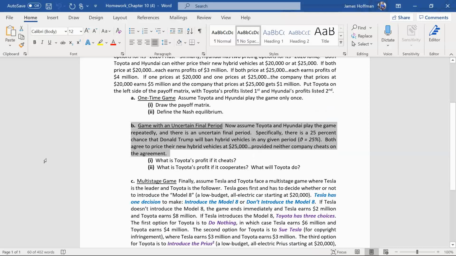Okay, then the second part is you're going to assume they play an uncertain number of times, but the probability of the game ending is given by theta. And so you have to determine, I guess it doesn't matter which one you look at, but for Toyota, because they're player one, what is Toyota's expected profit if it keeps the agreement?